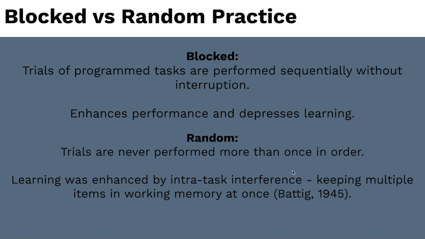A random practice design for the same example would be doing a plyometric and then a sprint and then a medicine ball throw and repeating, or being truly random and doing plyometric, medicine ball throw, sprint, medicine ball throw, plyometric, sprint, whatever kind of random order you would want to come up with. Just know that trials are never performed more than once in order, and learning is enhanced by intra-task interference, or keeping multiple items in working memory at once. This is an idea we'll come back to in a bit.